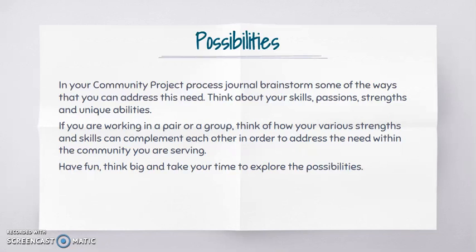In your community project process journal, brainstorm some of the ways that you can address this need. Think about your skills, passions, strengths, and unique abilities. If you're working in a pair or a group, think of how your various strengths and skills can complement each other in order to address the need within the community you are serving. Have fun, think big, and take your time to explore the possibilities.